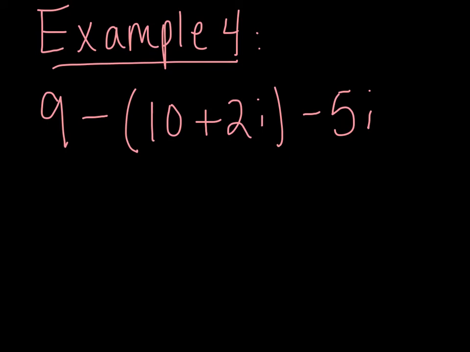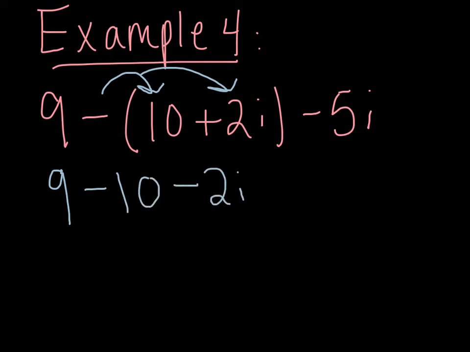Now in example 4, we're still doing the same thing by combining our real parts and our imaginary parts. However, we do have to make sure that we have the subtraction piece here, and we've got to make sure that we distribute it before we do anything. Very first thing we do. Now this 9 over here remains positive 9, but now we have a -10 and a -2i. And we're just going to bring the 5i down, but it's still negative.